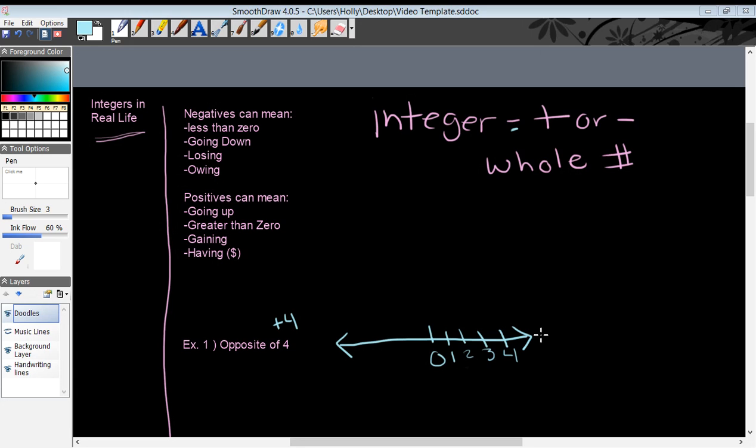The way that I see an opposite is by seeing how many it is to get from 4 to 0. So I'm going to change colors here, and I'm going to count from 4 to 0. 1, 2, 3, 4 places, right? It takes 4 places to get from 4 to 0. That makes sense. In order to see the opposite, I would go the other direction. So I would go 1, 2, 3, 4 the other direction. And it would be this number right here.